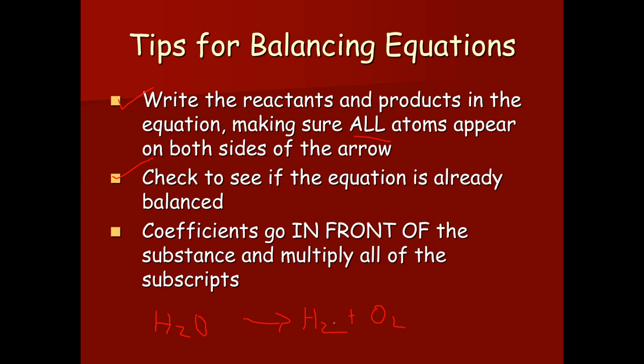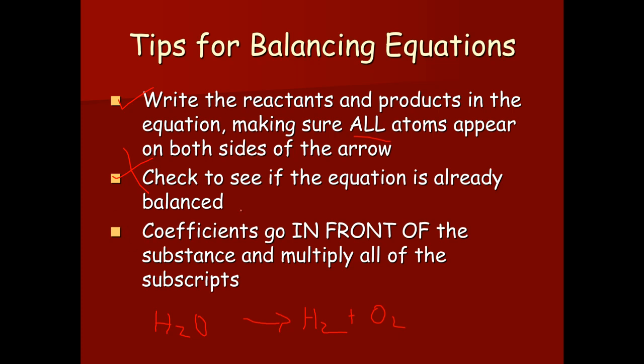2 hydrogens, 2 hydrogens. 1 oxygen, 2 oxygens. Something is not right, okay? I have more oxygens, more total atoms on this side than I have on this side. Right now I have 1, 2, 3. I have 3 atoms on this side and I have 4 atoms on that side. That is not balanced. So I need to fix it. So now I've purposefully made that one wrong.